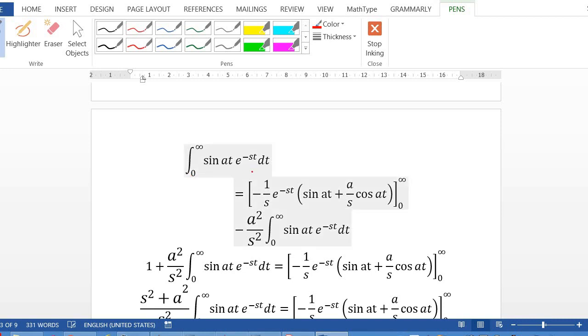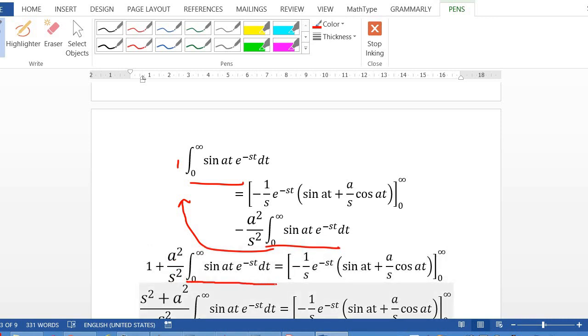Okay, and you notice on the left hand side, we have one type of integral of sin at exponent negative st. On the right hand side, you have minus a squared over s squared times this same integral. So you collect it to the left hand side, and you have 1 plus a squared over s squared.